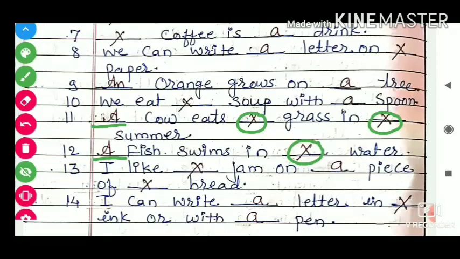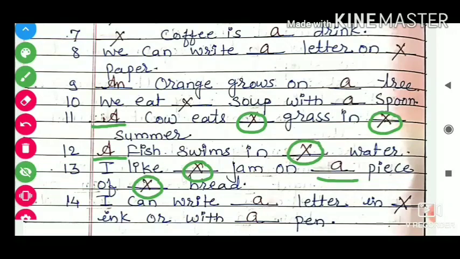I like dash jam on dash piece of dash bread. I like jam. No article used before jam. I like jam on a piece of bread. No article is used before bread.